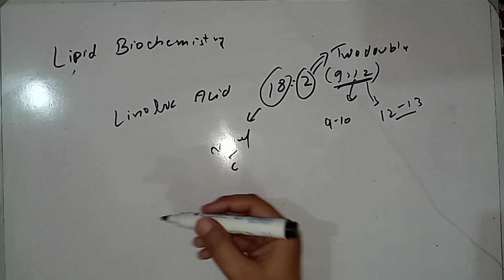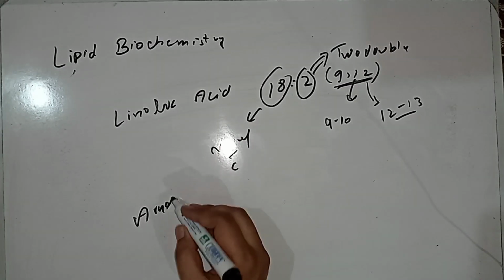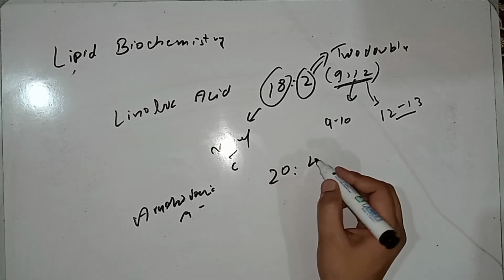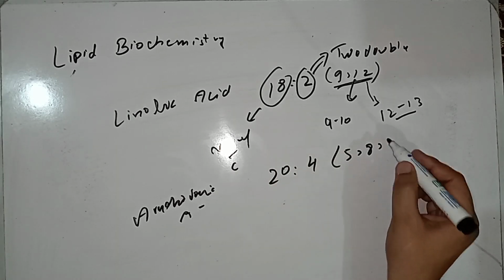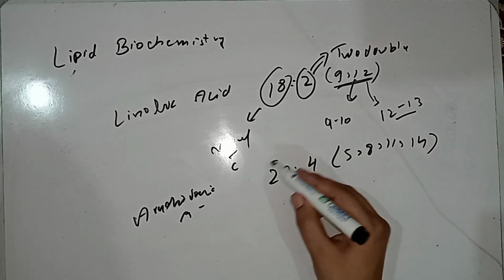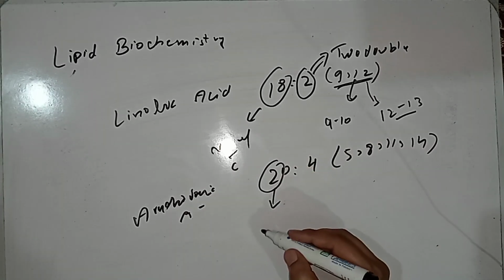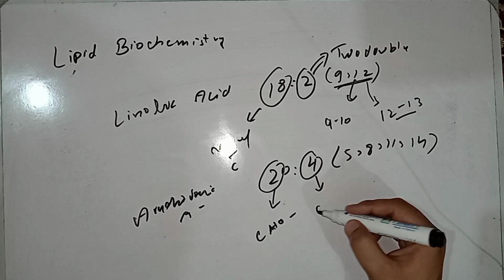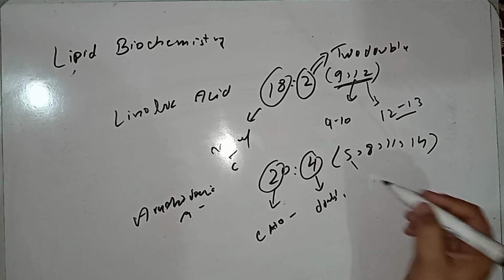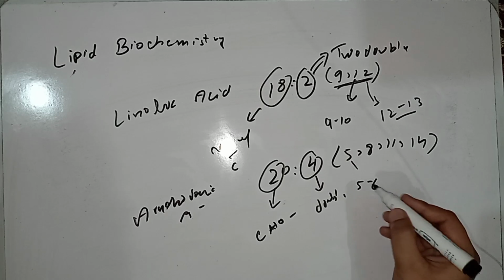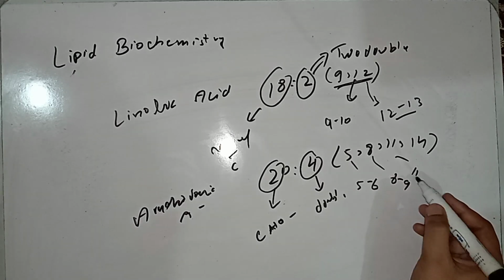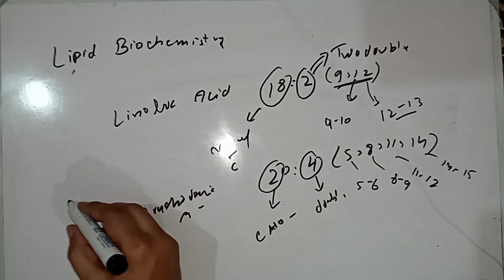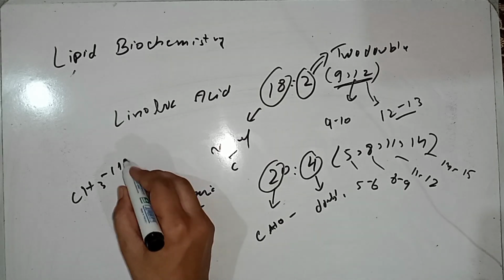We take another example here, arachidonic acid. It is written as 20:4 and 5, 8, 11, 14. So 20 indicates the number of carbon atoms. It has 20 carbon atoms, and here 4 indicates the number of double bonds. It has 4 double bonds, and here is the location of double bonds. First double bond between 5 and 6 carbon, then 8 and 9 carbon, then 11 and 12 carbon, then 14 and 15th carbon atom.